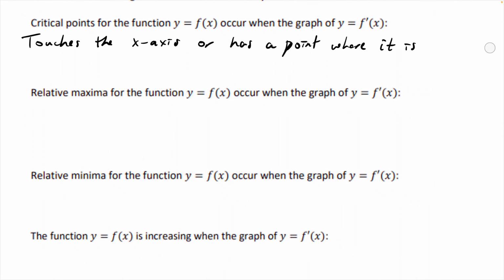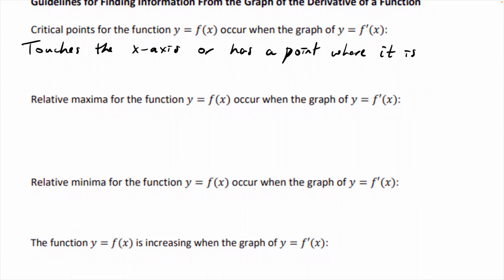So how do you find critical points using the derivative graph? You either look where it touches the x-axis or where a point is undefined. On our graph, we didn't have any undefined, so that's why I gave you that one. Okay. Relative maximum, relative minimum.